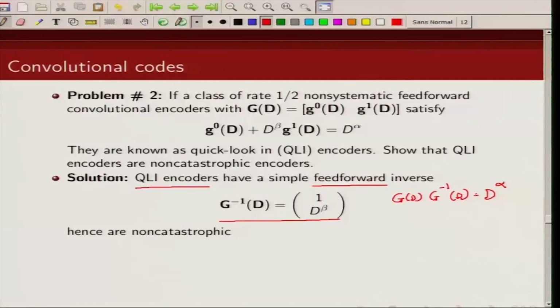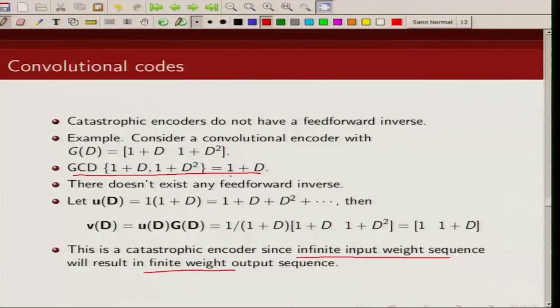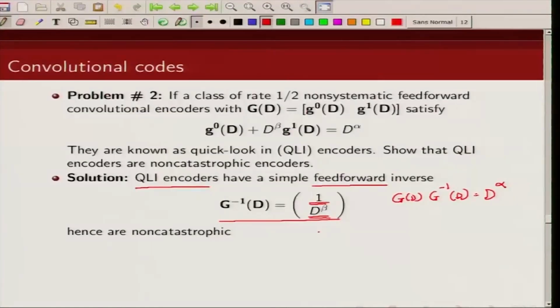Okay. Now, note that the encoder inverse of a quick look in encoder has just 2 taps, 1 and this D to the beta, and it has a feed forward inverse. So, this cannot be a catastrophic encoder. We just showed in the previous slide that a catastrophic encoder does not have a feed forward inverse, and since this has a feed forward inverse, this cannot be a catastrophic encoder. So, because they have a feed forward inverse, they are not catastrophic.